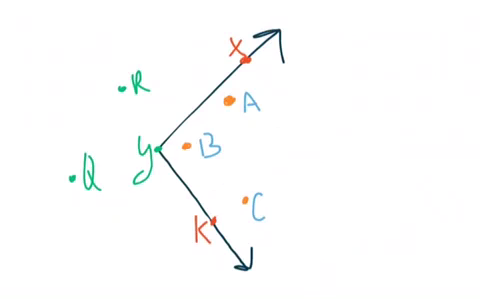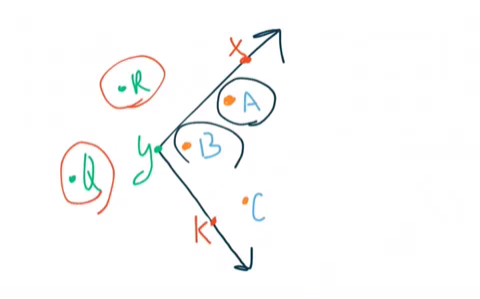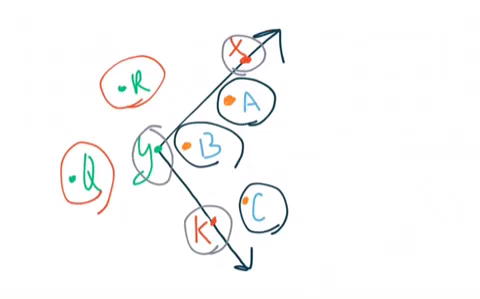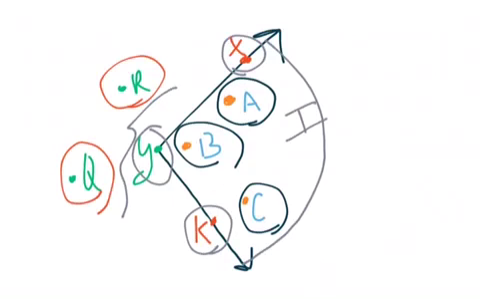So right here, your exterior points would be R and Q. Your interior points would be A, B, and C. Your points on the angle would be X, Y, which is on the vertex, and K. So your exteriors would be R and Q. Points on the rays or on the angle would be X, Y, K, and on the interior would be A, B, and C. So this is the interior. If it's on the inside of these two rays, that is interior. These would be exterior.